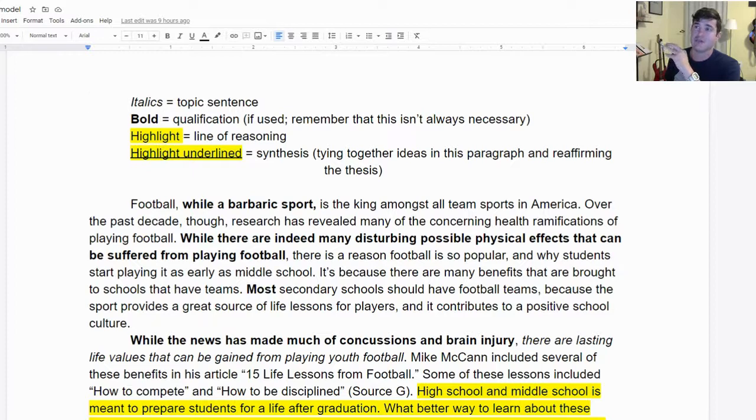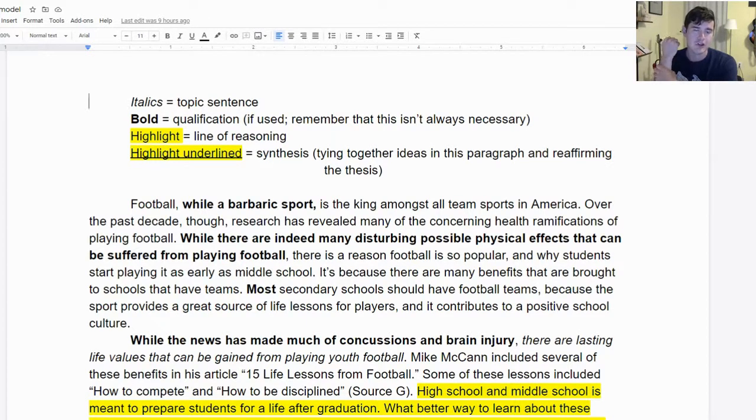So, God forbid, this will be the first year they give some sort of synth prompt that has no realistic qualification, where it's a clear binary. Like, take a position on whether or not Hitler was bad. You wouldn't want to try to qualify that and say, well, for most people, Hitler was bad. No, you shouldn't. But again, that would be too easy, right? They want to see you very maturely explore complex issues. So I'm confident that they will provide you a place where you can use some qualification. I highlight my line of reasoning, and I underline and highlight my synthesis where I'm tying together ideas in the paragraph and reaffirming the thesis.